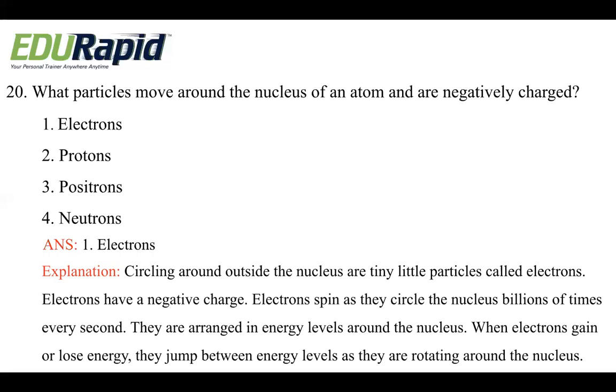Circling around outside the nucleus are the tiny particles called electrons. Electrons have a negative charge. Electrons spin as they circle the nucleus billions of times every second. So they are very fast in revolving around the nucleus. They are arranged in energy levels around the nucleus. When the electrons gain or lose energy, they jump between the energy levels as they rotate around the nucleus.